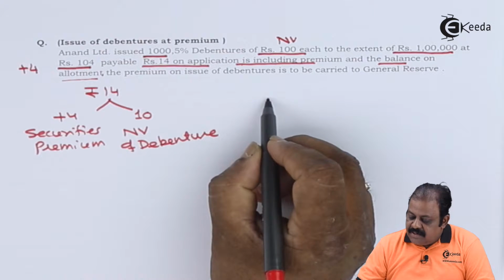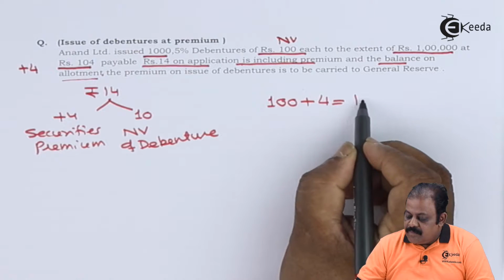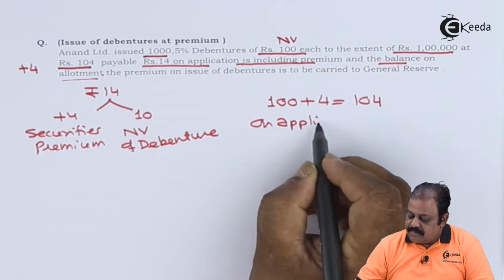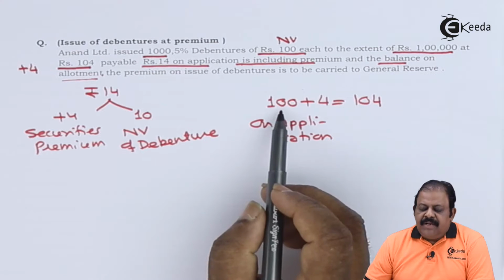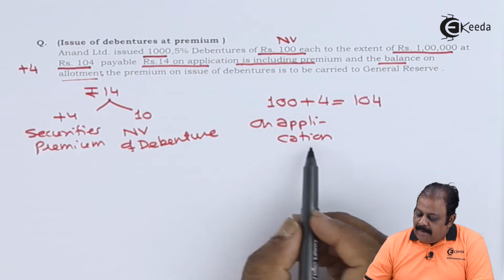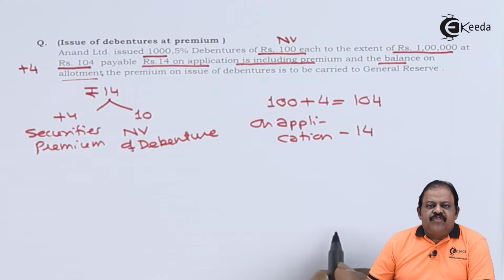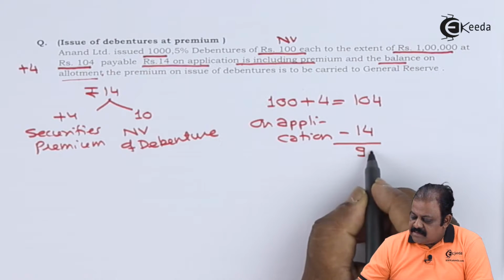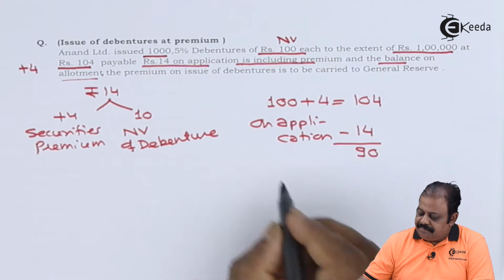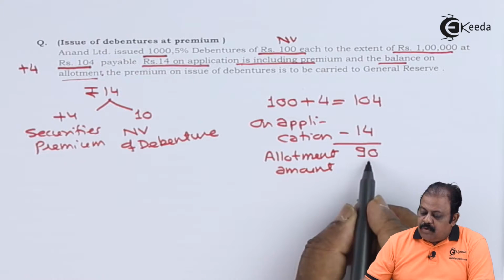Balance on allotment means debenture was of rupees 100 plus 4 rupees premium. So we are required to take from debenture holders rupees 104. On application, nominal value 100, securities premium 4, total amount is 104. On applications, we are going to collect 14 rupees, including premium of rupees 4. Now the balance is 90 rupees. This 90 rupees balance will be collected on allotment of debentures. This is allotment amount due rupees 90.